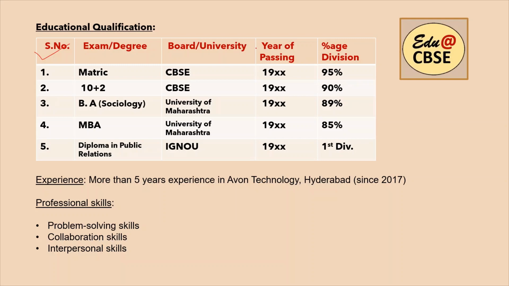So matric, plus 2, you have to write the exam and degree, then board or university, year of passing, and percentage. Now year of passing you can write like this. It's not necessary that you have to write the year. You can write XX like this. So BA Sociology, this is the bachelor's degree, then MBA and diploma in public relations, because both the things were demanded in the advertisement. So bachelor's in sociology and diploma in public relations.